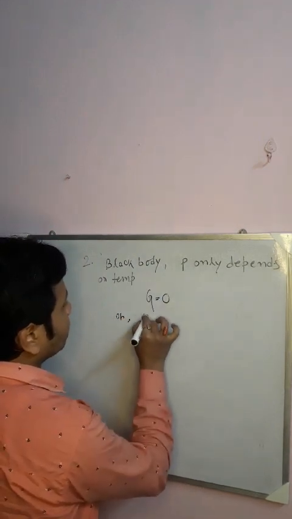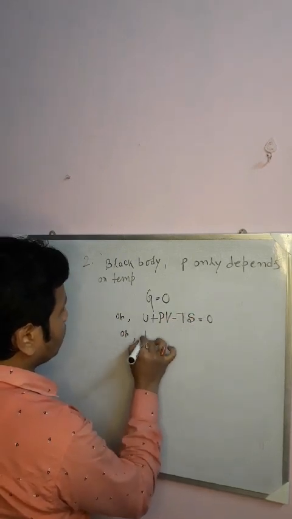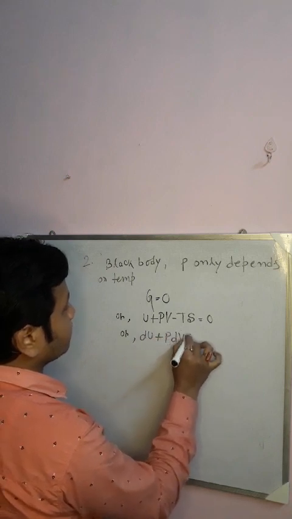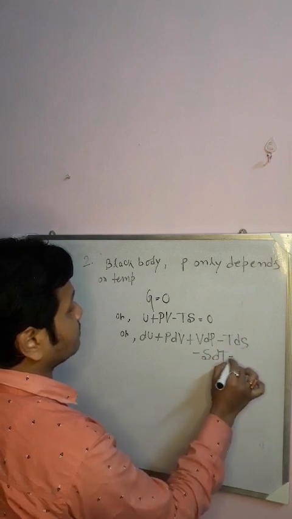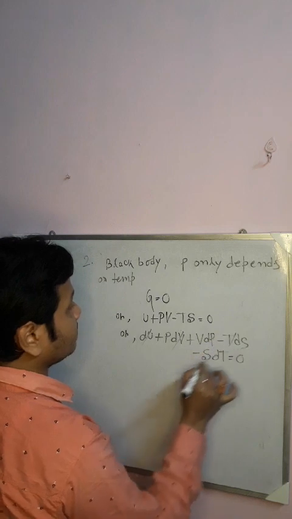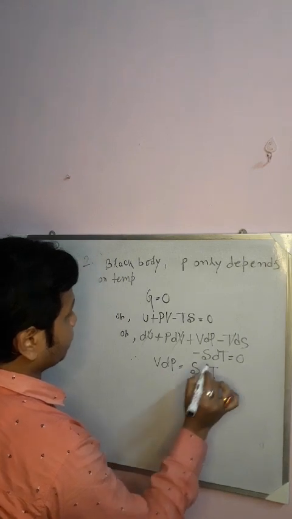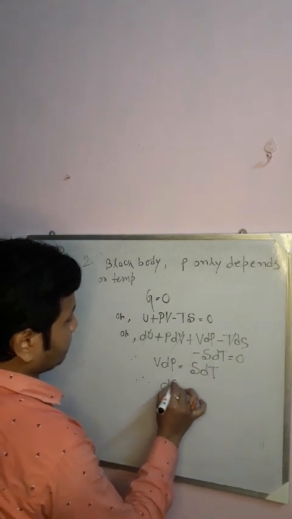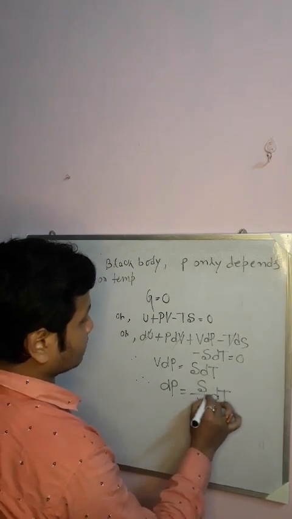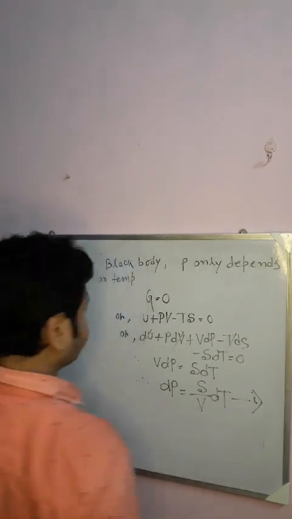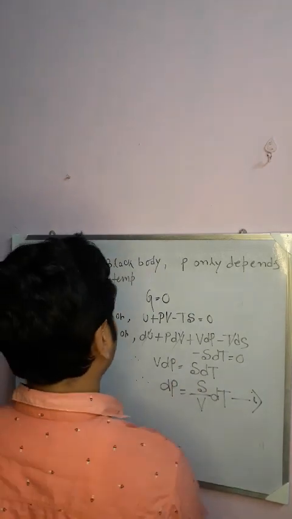So what can we write? U plus PV minus TS will be 0. If we do differentiation, then dU plus PdV plus VdP minus TdS minus SdT equals 0. So dU plus PdV means TdS. From which we can write VdP equal to SdT. And from here we can write dP equals S by V into dT. Just give it a name, equation 1. So dP is S by V dT.